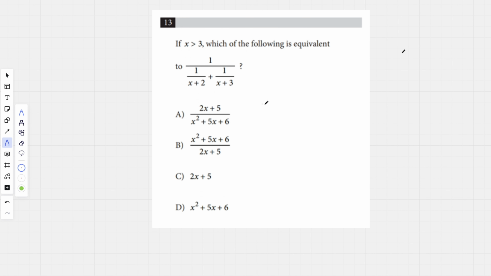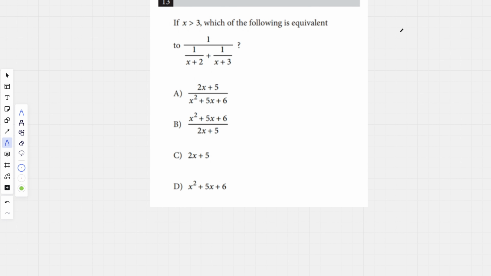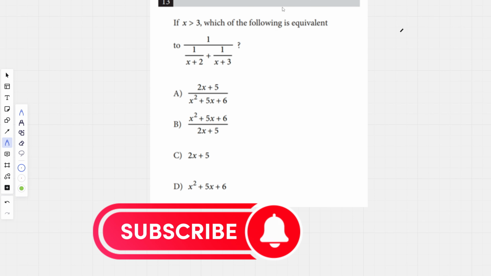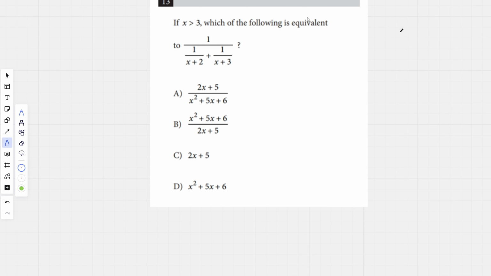Alright, guys, so this is our hardest problem of these level 1 math questions. It's a good segue into the next video, which is going to be level 2. So I want you guys to try this out, and in the next video I'll show you guys the answer and how I did it.